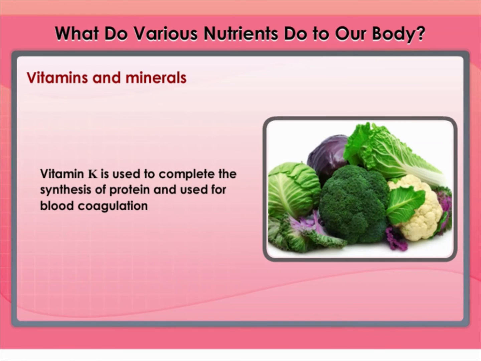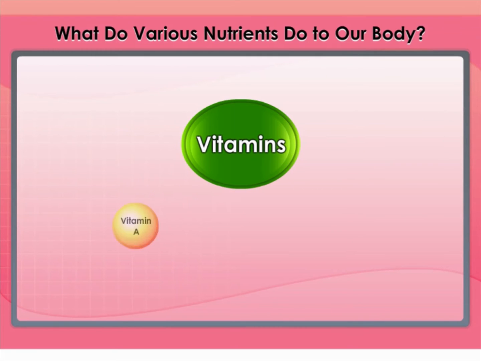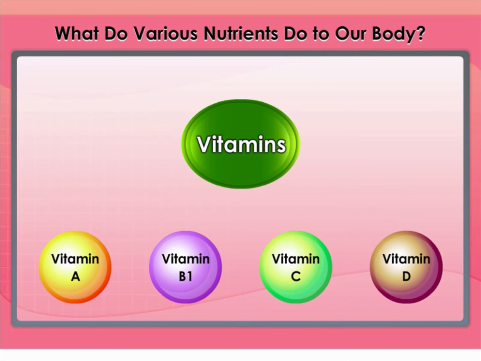Vitamin K is used to complete the synthesis of protein and is used for blood coagulation. Now let's see about other vitamins in detail. Vitamins: Vitamin A, Vitamin B1, Vitamin C, Vitamin D.